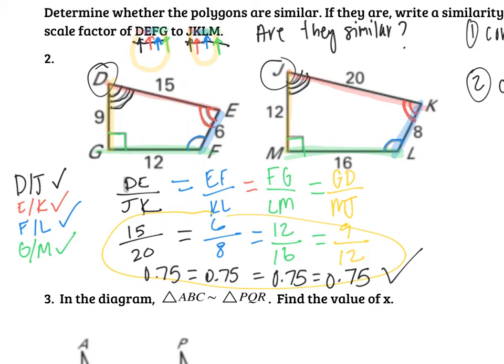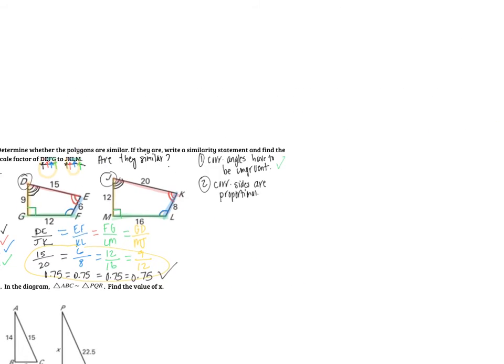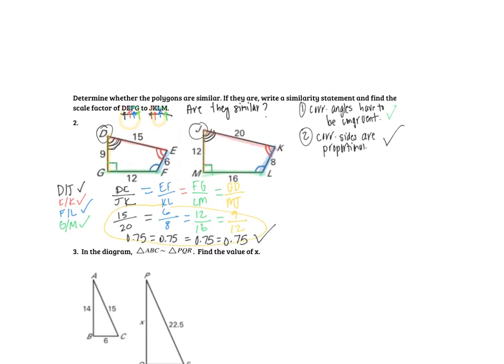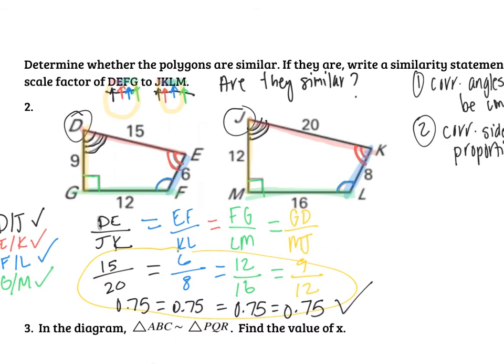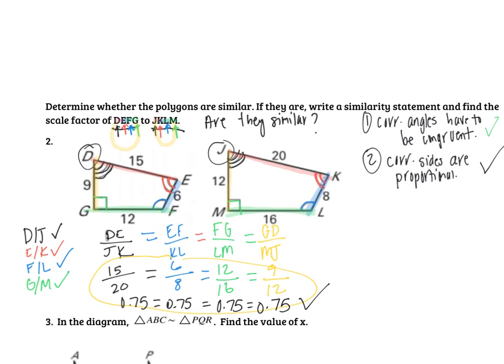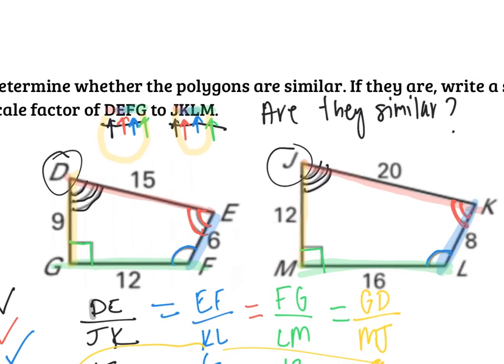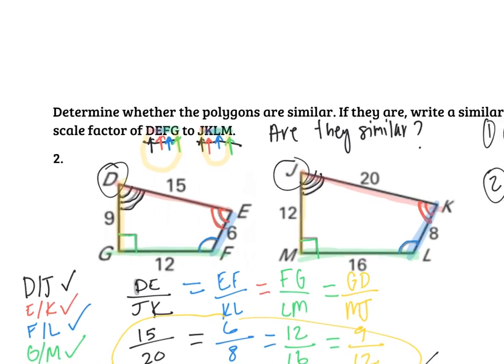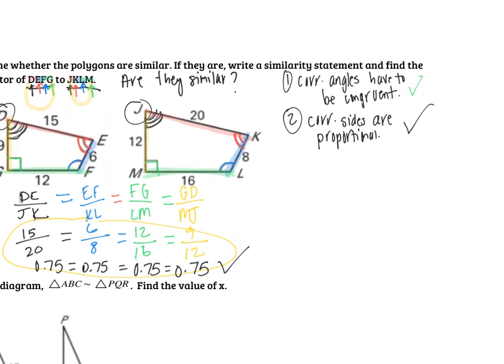So because those fractions all ended up being equal, I can check off step 2. I checked that my corresponding sides were proportional. Now, if you notice, this question says write a similarity statement. A similarity statement is just saying triangle or shape blank is similar to triangle or shape blank. So we just said that shape or polygon DEFG is similar to polygon JKLM. We figured that out by our checklist.